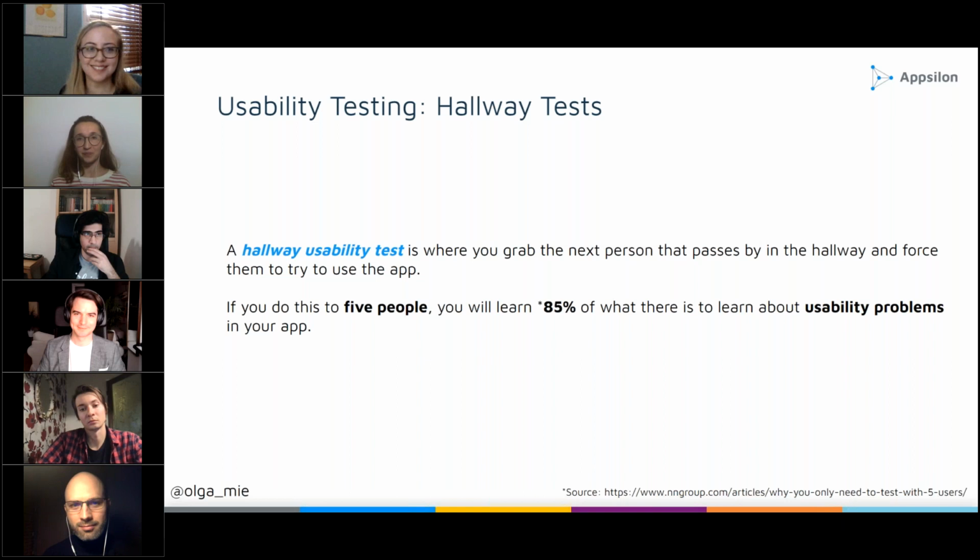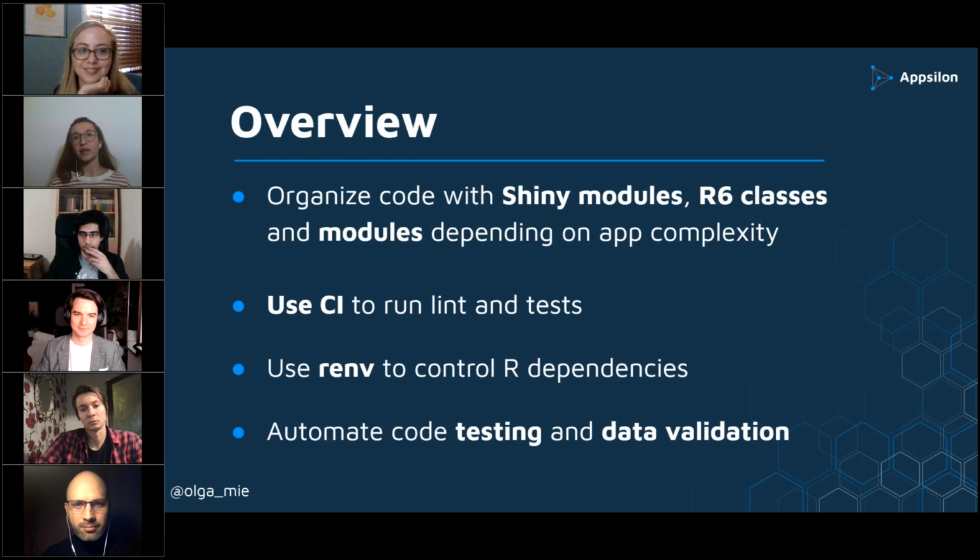So the things I want you to take home: organize your code with Shiny modules, R6 classes, or packages, depending on app complexity. Use CI to run lint and tests. Use renv to control R dependencies, and automate code testing and data validations.